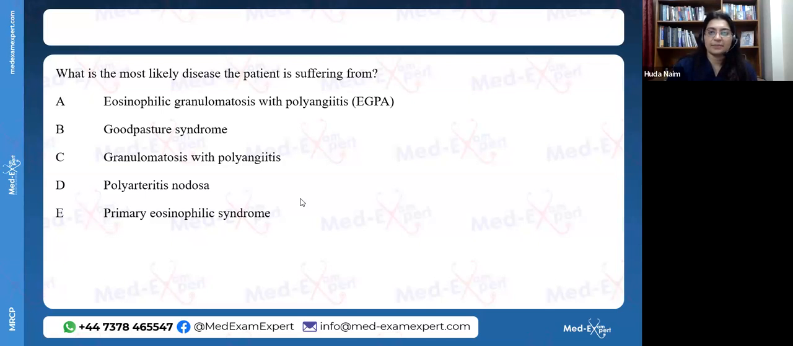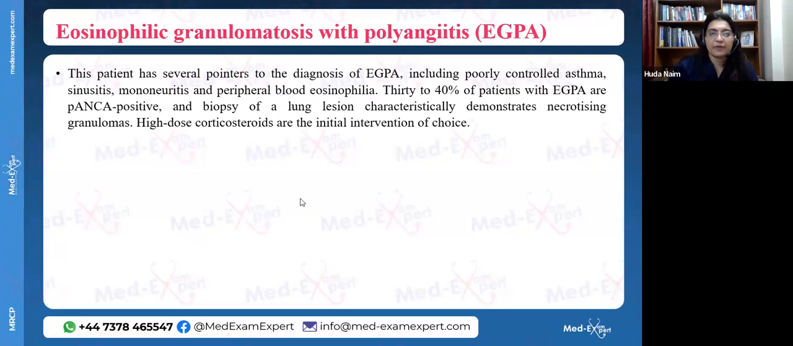Very good. Yes, the patient is suffering from eosinophilic granulomatosis with polyangiitis, also known as Churg-Strauss. Very good. So the history of asthma, which is poorly controlled, eosinophilia, along with the renal involvement. So yes, all of them point towards Churg-Strauss. Very good.